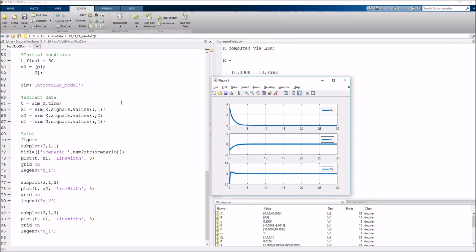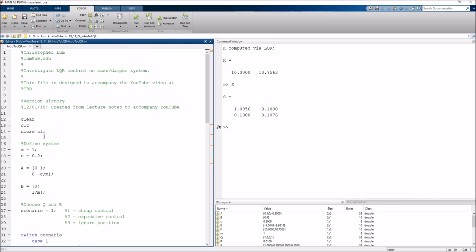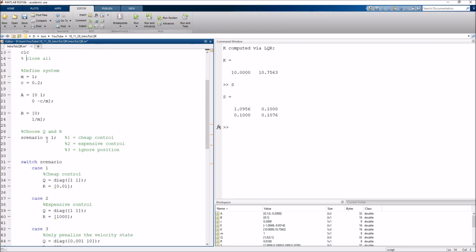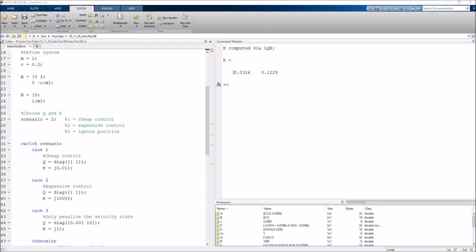Let's compare this now with maybe scenario 2. And maybe what we should do is let's keep this plot up so we can compare. So maybe let's come to the top of our script here and temporarily comment out this close all command. And let's just change our scenario now to scenario 2 here. So scenario 2 is now, let's tell the LQR procedure that control is really expensive now. So if I run this again, you see the K matrix now is smaller.